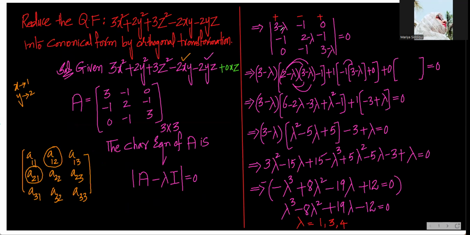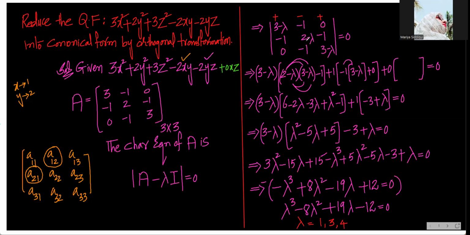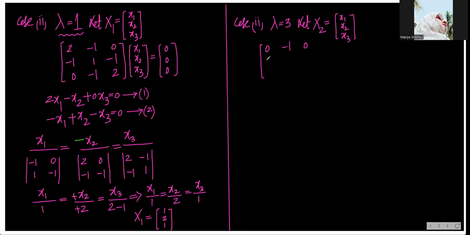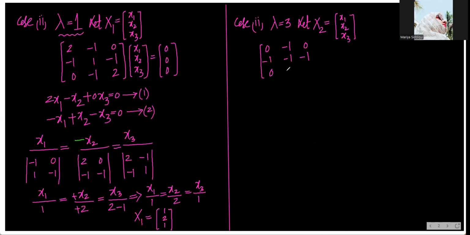3 minus 3, 0. 0 minus 1, 0. 0 minus 1, 0. Next, minus 1, 2 minus 3 is minus 1. So all the three values are minus 1, minus 1, minus 1. Next, 0 minus 3 and 3 minus 3 is 0. So 0 minus 1, 0 minus 1 and this is also 0.